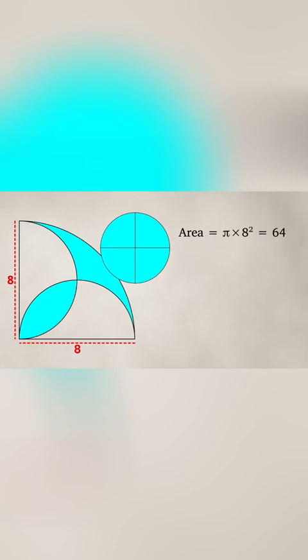First, the quarter circle. The radius is 8, so a full circle would have an area of pi times 8 squared, which would be 64 pi, but we only have a quarter of it, so we can divide that by 4, to get the area of the quarter circle, which is 16 pi.